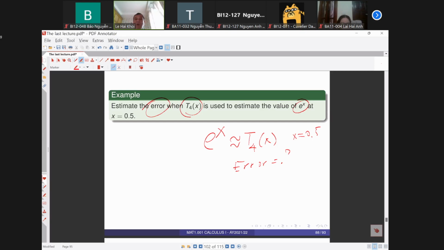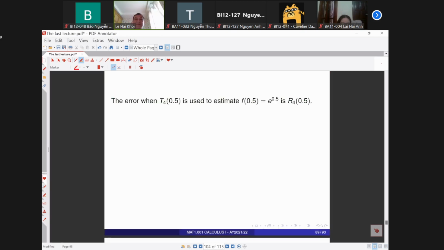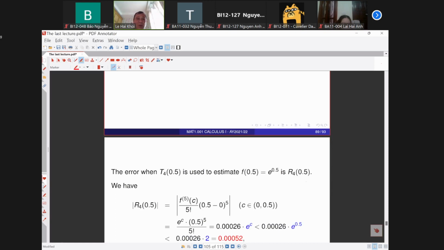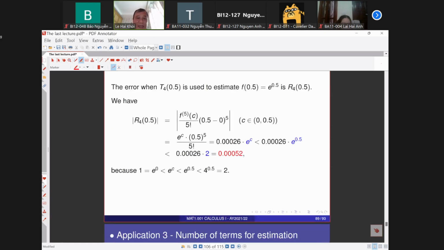Okay. So how about the error here? Now we see. We use to estimate this, which is the error R4. R4 at 0.5. Okay? Đúng không? So R4 at 0.5 is here. F5, next. Đạo hàm tiếp theo là đạo hàm bậc 5, at c, x minus 0 to power 5, và cái điểm c này chúng ta không biết nó nằm đâu cả, chỉ biết nó là nằm giữa 0 và 0.5 thôi. Right?